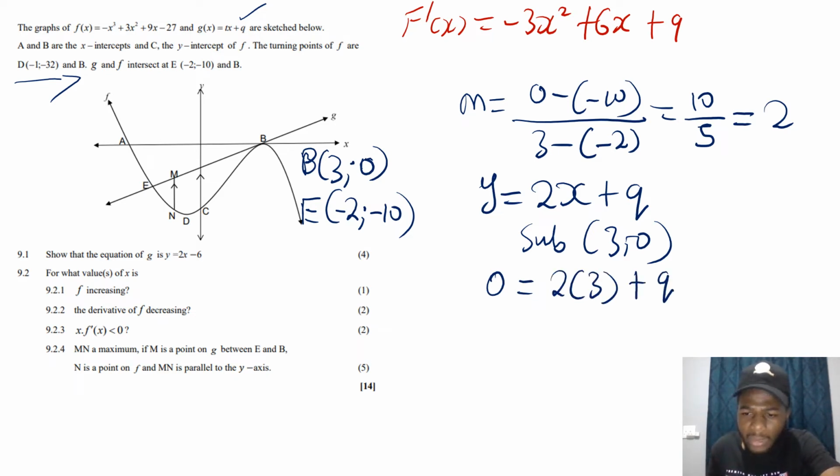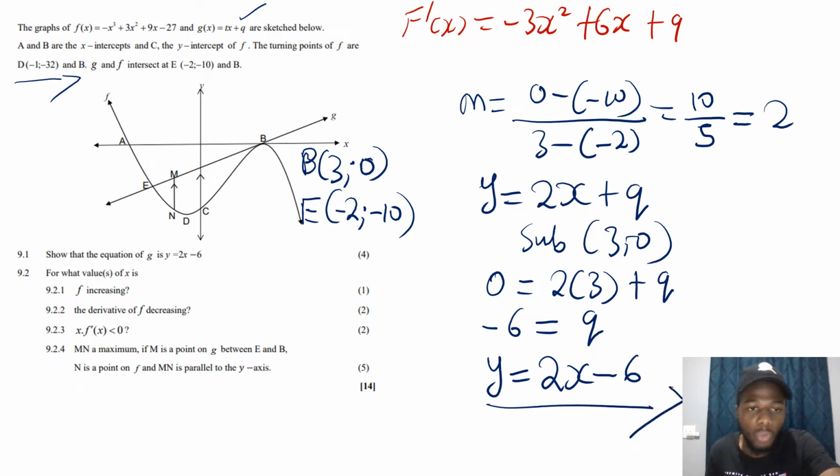Then 2 multiplied by 3 is 6. Then we take 6 to the left hand side, it will be -6 equals q. So it means the equation of the straight line is y equals 2x minus 6. Then indeed we have shown that the equation of g is equal to 2x minus 6. We are done with that one. Okay, then let's go to the next question.